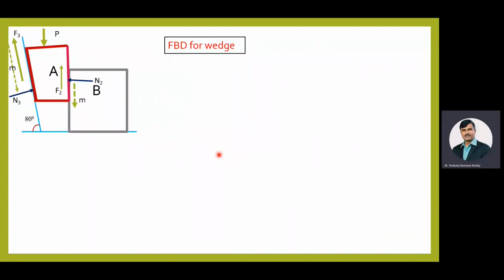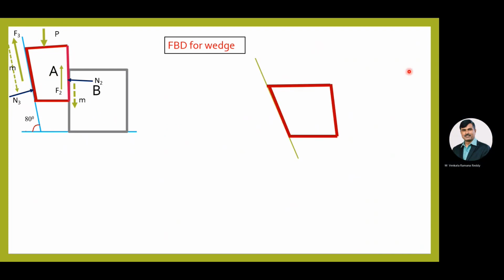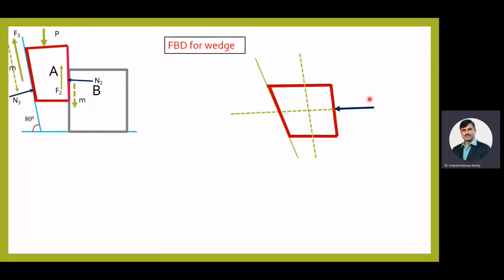Now we will draw the free body diagram for the wedge by considering reactive forces as well as active forces acting on it. This is the wedge. This is the horizontal axis and this one is the vertical axis of the wedge. N2 is the normal reaction exerted by the block on the wedge. F2 is the friction force between block as well as wedge, which is acting in the vertically upward direction along the contact surface of block as well as wedge.